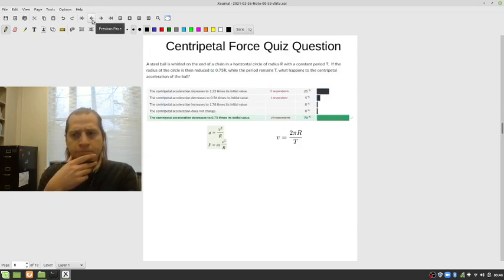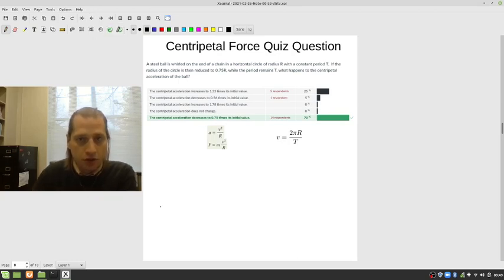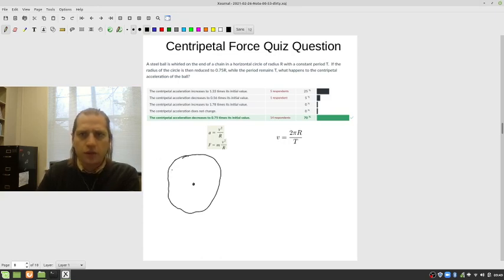Now, another quiz question that had quite a bit of confusion was one on the centripetal force. And I thought I would go over this one quickly because I had an illuminating conversation with one of you over what the confusion on this problem was.